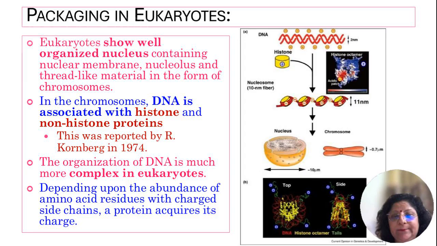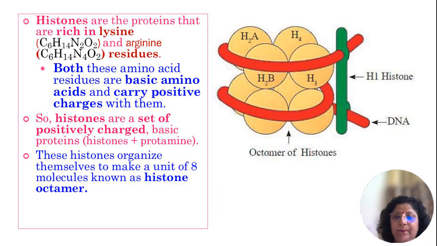Eukaryotic cells have well-organized nuclei with DNA associated with histone and non-histone proteins. This organization is more complex compared to prokaryotes. Histones are proteins rich in lysine and arginine residues, which are positively charged and help in organizing DNA into nucleosomes. These histones form an octamer around which DNA is wrapped.